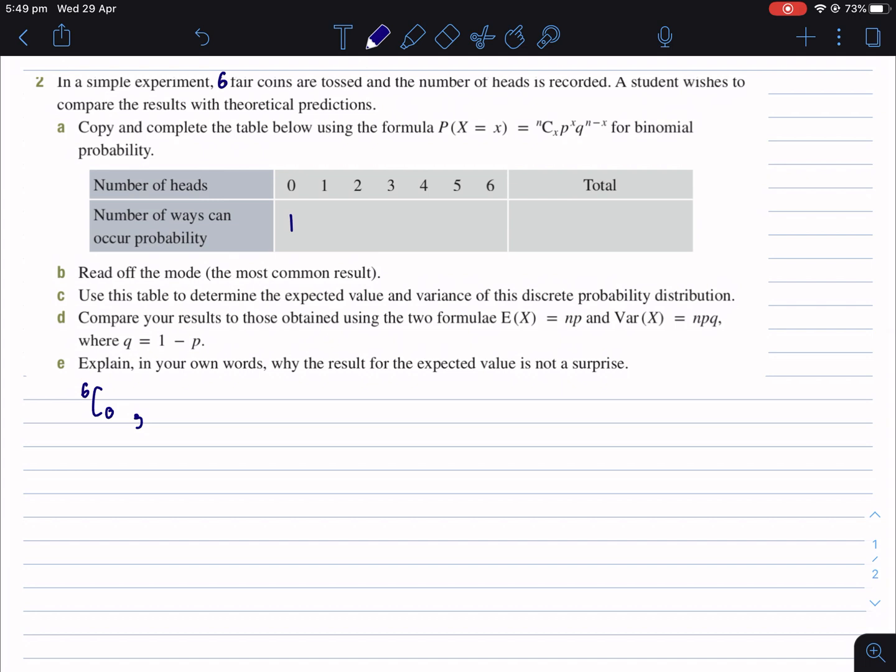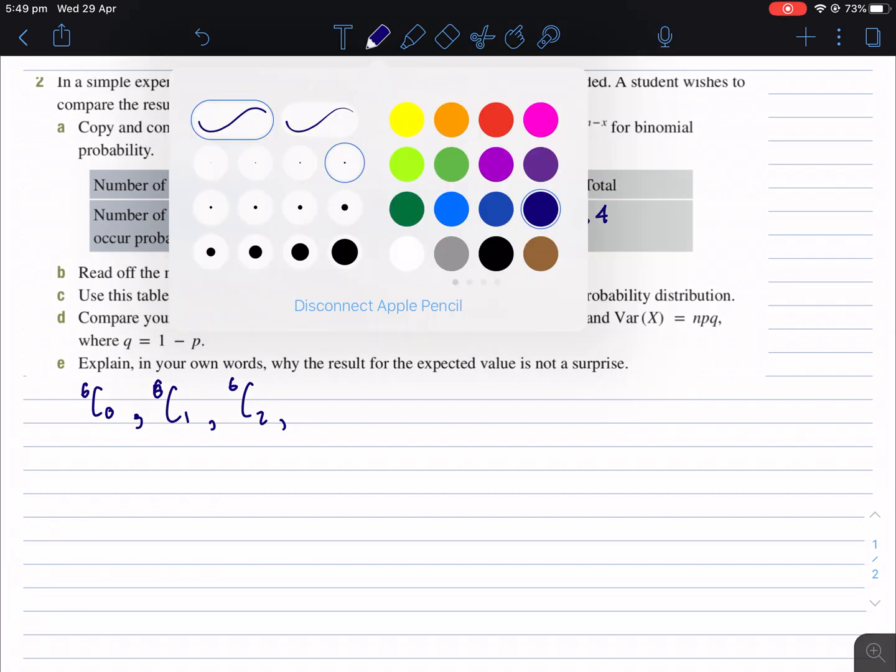The number of ways we can get 1 head, 6C1, so that's 6. The number of ways we can get 2 heads, 6C2, so that's 12. Instead of asking, why didn't I just chuck it in my calculator? It's 15, gosh. Okay, 20, 15, 6, 1 for a total of 64.